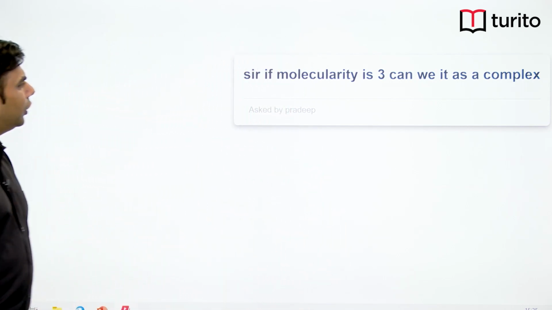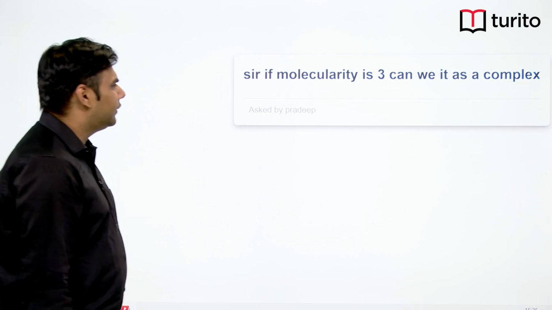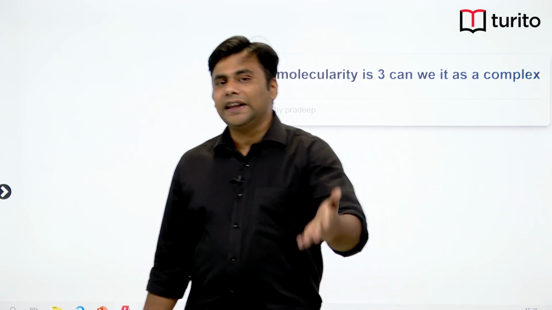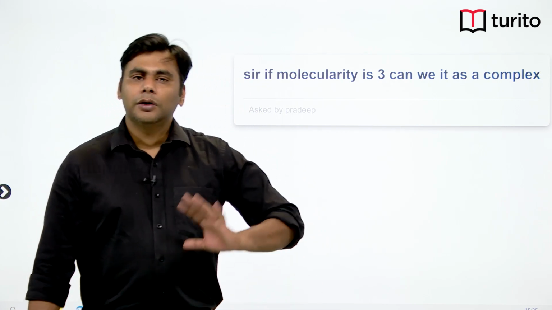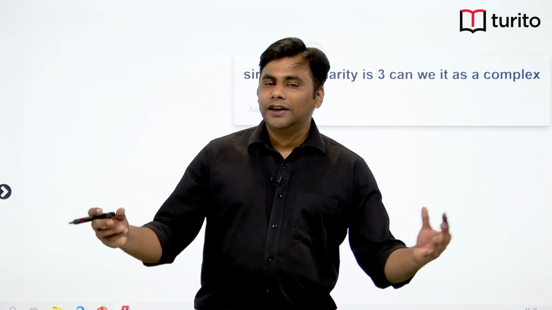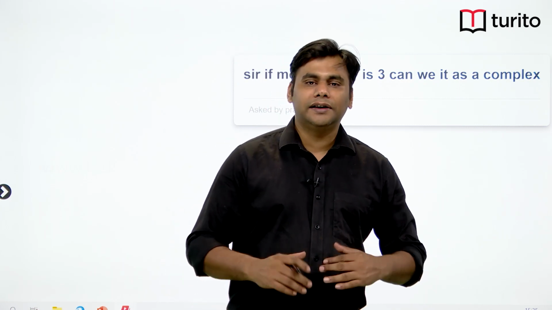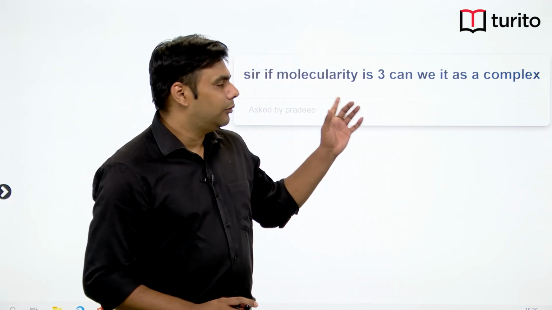Okay, sir, if molecularity is 3, can we say it as a complex? No, we cannot say. I have already said that molecularity greater than equal to 4 is not possible, because when the molecules are colliding together, the orientation of those colliding molecules would not be proper and the reaction would not result. So basically molecularity 3 is possible, 4 is not possible.